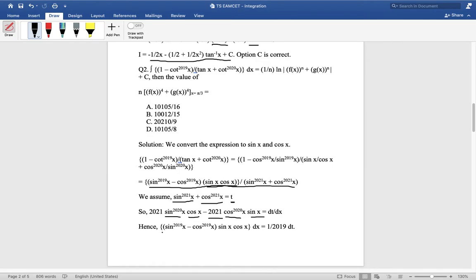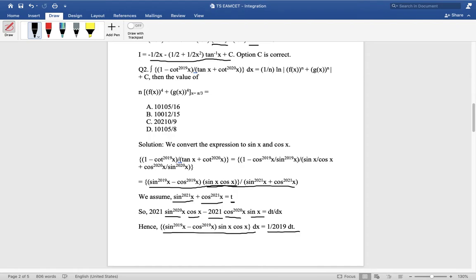Okay, so what will be sine 2019x minus cos 2019x into sin x into cos x into dx? This will be equal to 1 by 2019 dt. Why have I done this? Because this is in the numerator of this expression.